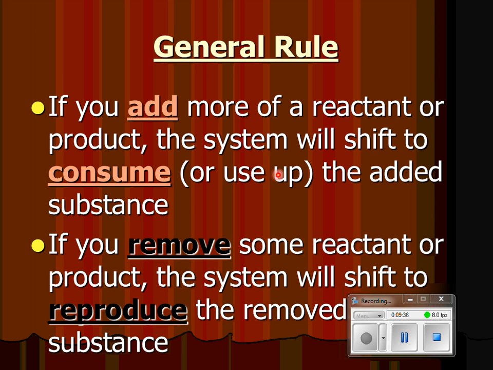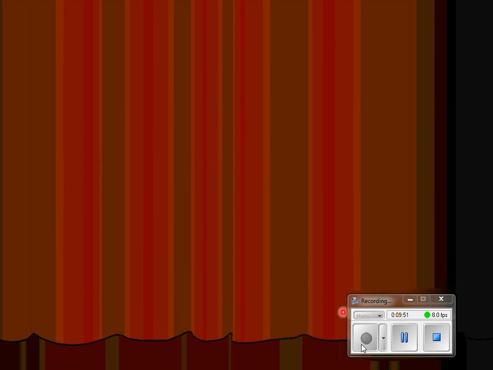And the way that we do that is by discussing a shift. It's either going to shift to the right and make more product, or it's going to shift to the left and make more reactant. And that's what you need to be thinking about while you're doing these problems. Now I want to show you how the problems work. It'll make hopefully a little more sense to you as you're looking at the actual problems.